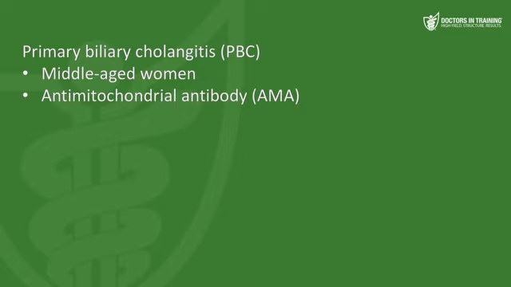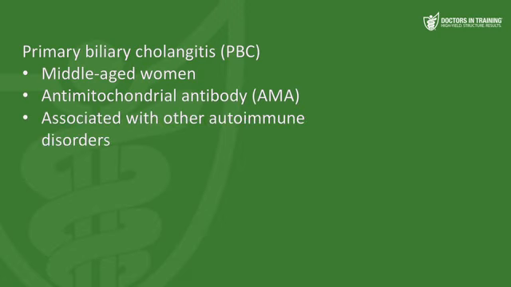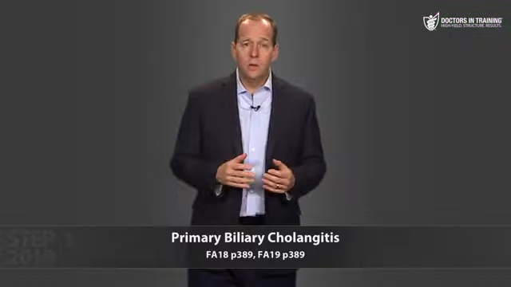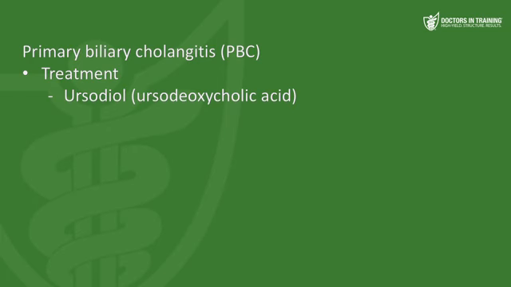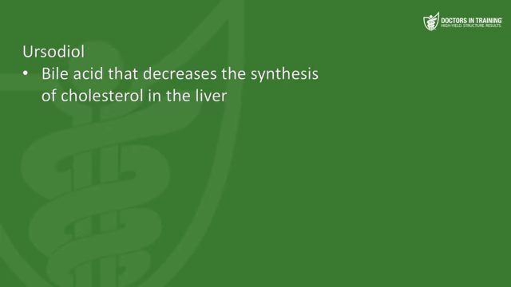And also importantly, PBC can be associated with many other immune disorders, most commonly Sjogren's syndrome, but also CREST and other types of scleroderma and rheumatologic conditions such as rheumatoid arthritis. There is one drug that is mainly used to treat primary biliary cholangitis, ursodiol, or ursodeoxycholic acid, which is a bile acid that has hydrophilic properties.